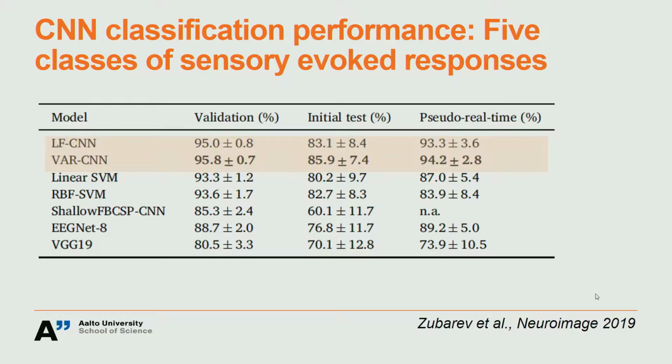So then how does this perform with respect to other models? We compared this approach with a couple of other different things. The two lines on the top of the table are this model that I just explained, the two variants with the different kind of temporal convolutions. The validation accuracy is around 95% for this 5-class decoding.